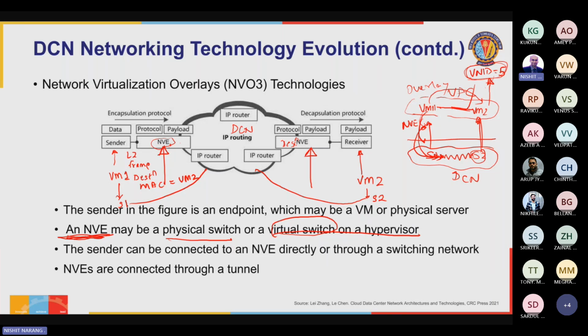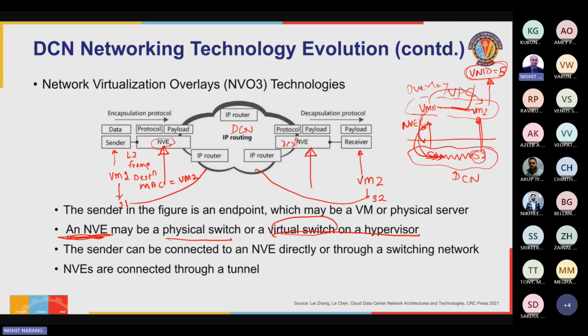When I come to overlay networking, I will talk about how VMs connect to each other, VM networking. I will even talk about how containers connect to each other. Container networking is also something I'll cover as part of overlay networking. We'll come to that topic.